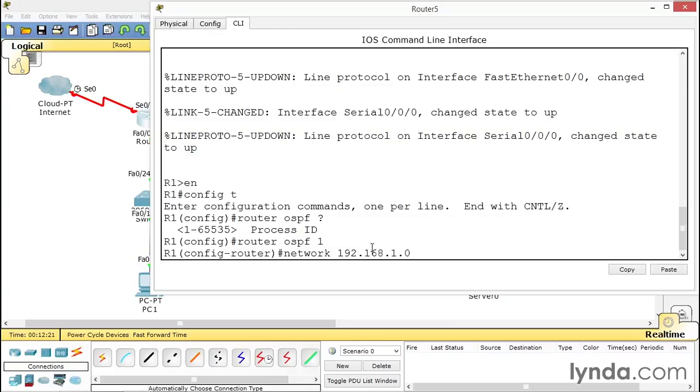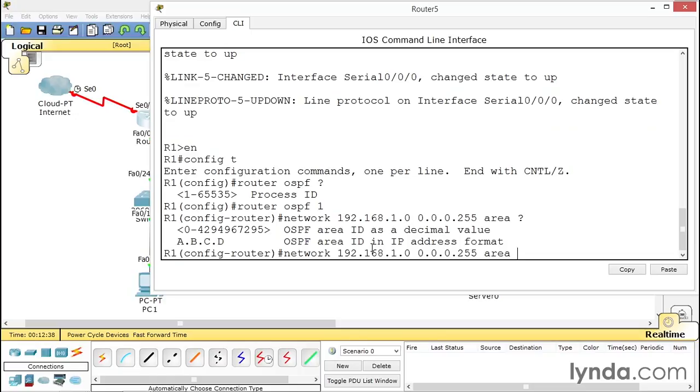192.168.1.0. Now when we're advertising OSPF, we use what's called wildcard masking, which will be discussed later in detail. But this is what we need to use, which looks like an inverse subnet mask, 0.0.0.255. And here comes your area. Area, question mark. Look at those areas. 4.2 billion something areas. That's a lot of areas, starting at 0. That's why 0 is very important because it is the backbone area. But, we are going to put 0.